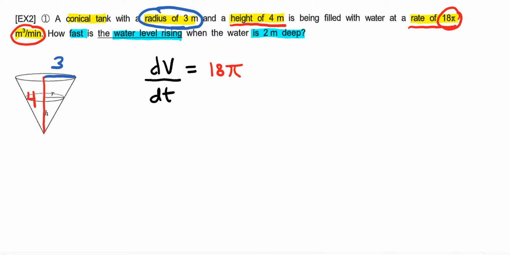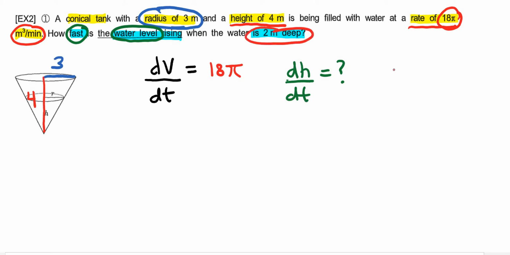After that, I need to find out how fast the water level is rising. The water level is represented by height, so that's going to be dH over dt. I want to find out exactly how fast that height is increasing when the water is 2 meters deep. So the height here is going to be 2 meters, and I want to find out what dH over dt is when the height is 2 meters.